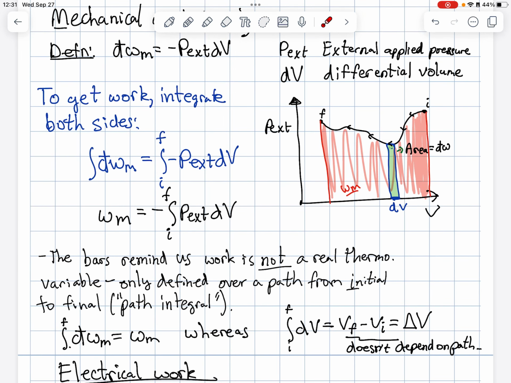So that's why, when I integrate from initial to final here, I just get the mechanical work. Whereas if I integrate dV on its own, since V is a real thermodynamic variable, volume only depends on the current state, so I can integrate it as a normal integral, Vf minus Vi, which is equal to delta V. The change in volume doesn't depend on the path. Volume just depends on initial and final, which is very different from work, which does depend on the exact path from initial to final.